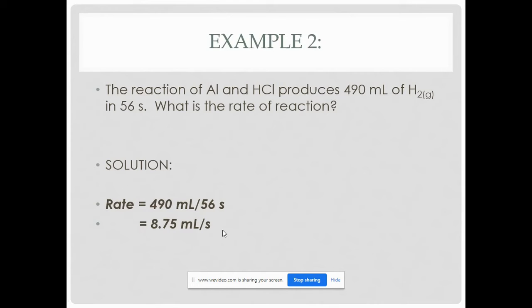So let's see if this is the correct number of sig figs. In this case, there are 2 sig figs here and 2 sig figs here. So you would actually have to make this 8.8 milliliters per second. So if you could just correct that to 8.8 milliliters per second.